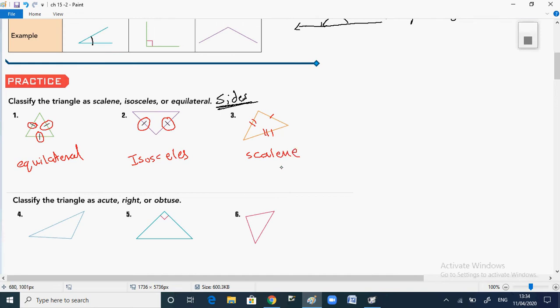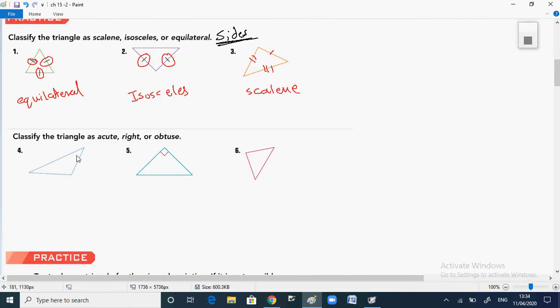Scalene triangle. Now, if I want to classify them as acute, right or obtuse, when I see this sign, this means right angle triangle. And if I have one obtuse angle, this is called an obtuse triangle, and all of them here are less than 90, or acute, so this is called an acute triangle. Is that clear?